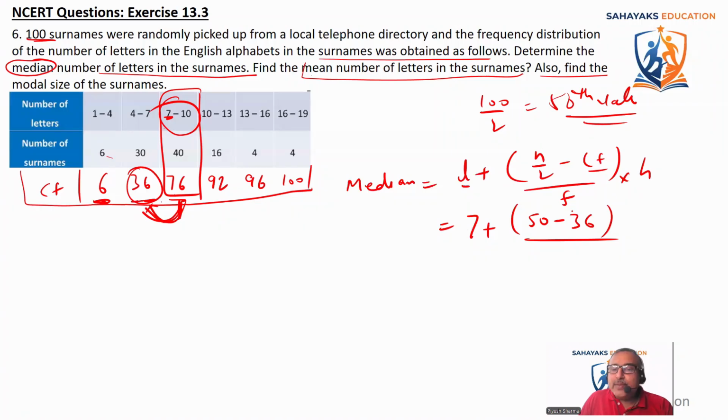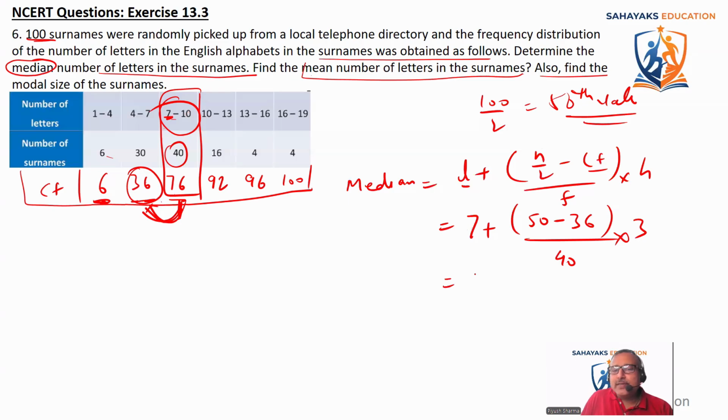Divided by F, the frequency of the median class. So this is the frequency of the median class, 40. And H is the class size. What is the class size? 7 to 10. 7 to 10 is 10 minus 7, which is 3.